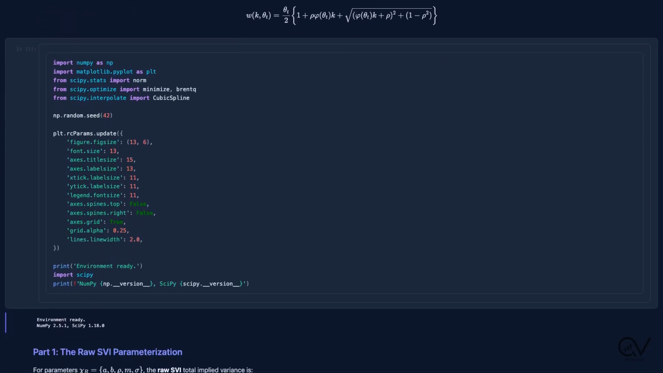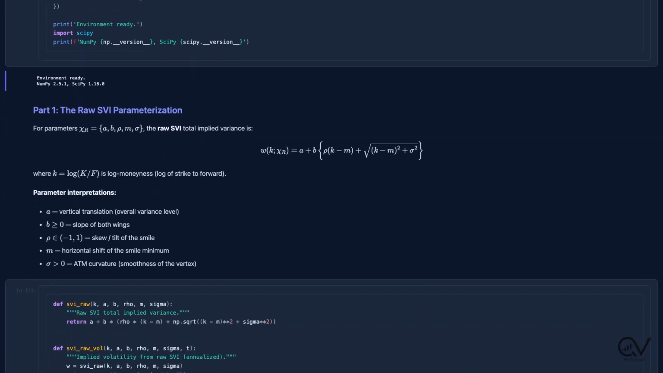We use our standard scientific Python stack: NumPy, SciPy, and Matplotlib. We will need SciPy's optimization routines for calibration and its statistics module for the normal CDF in the Black-Scholes formula. The clean Matplotlib defaults give us publication quality figures. Let us move straight to the mathematics.